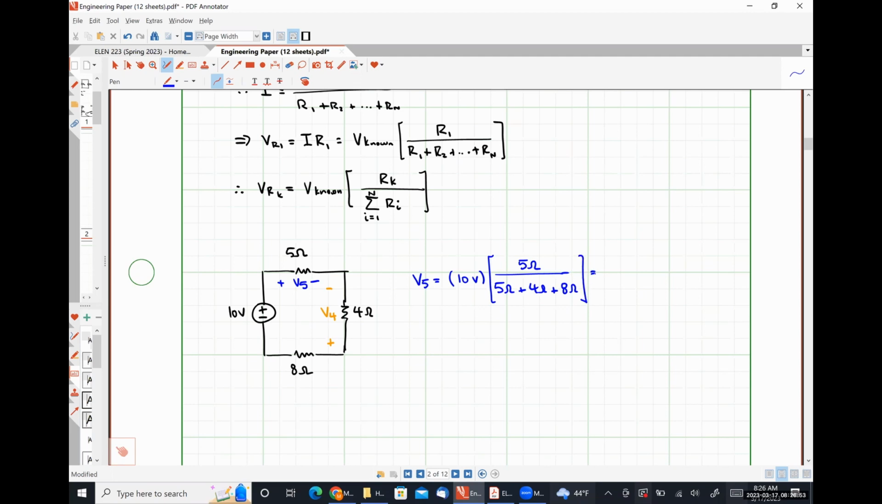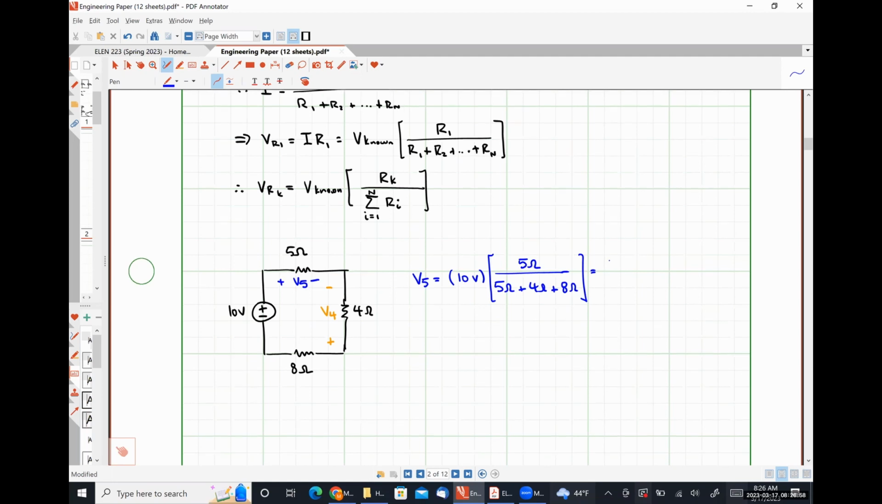So that looks like 10 times 5 is 50 over 17. We didn't have to bother solving for a current whatsoever, right? So this is just a little bit quicker of a way to solve for the voltage drop across a resistor in a series combination.